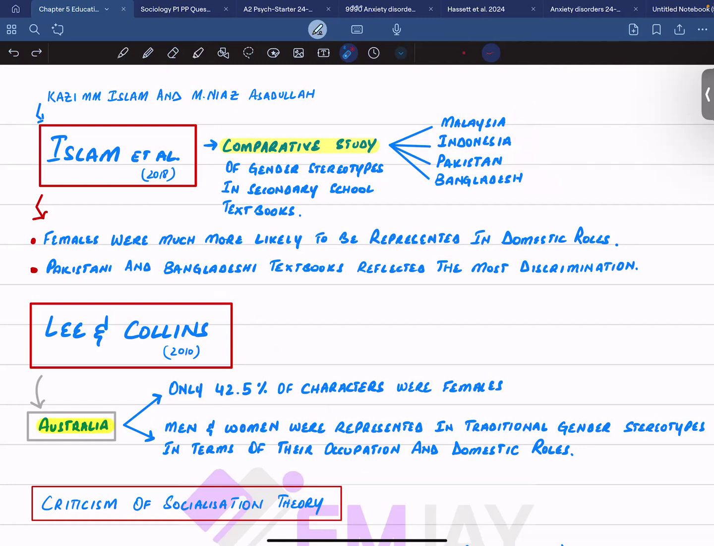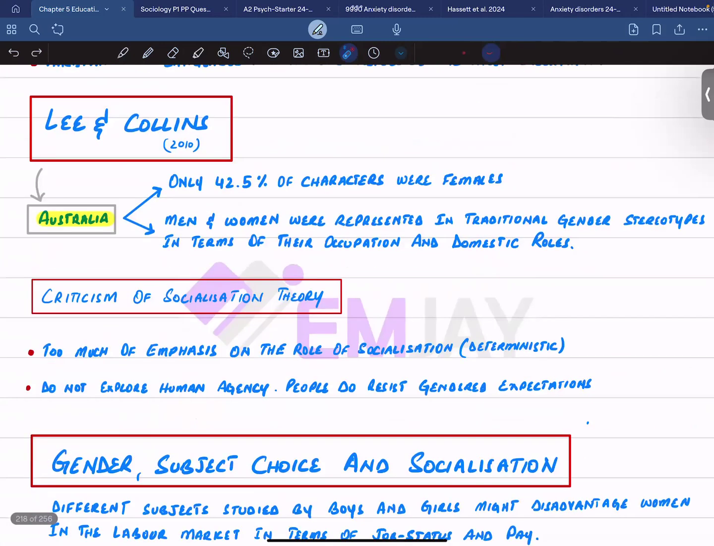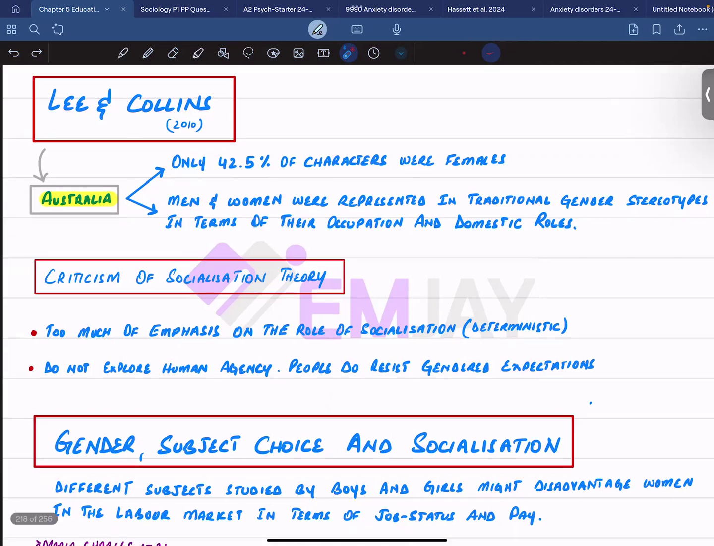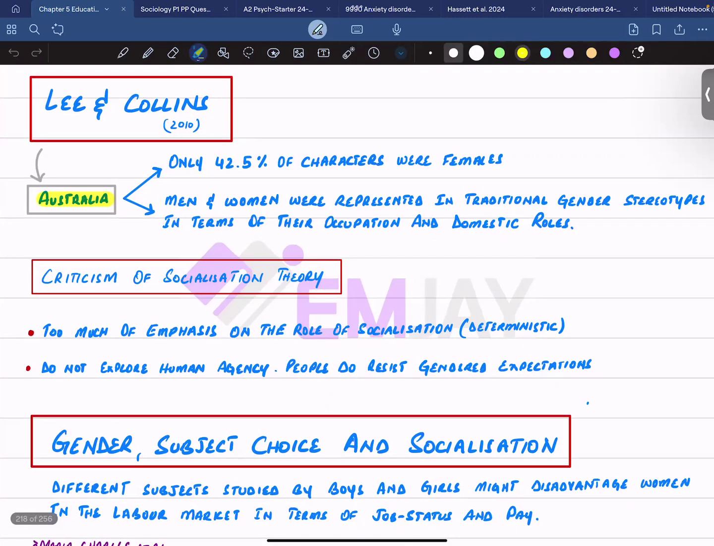Moving on, we have another key thinker over here, the study that was conducted by Lee and Collins. This study was conducted in the year 2010. And over here, we would discuss how in Australia, only 42.5% of characters that were used in textbooks were females. Only 42.5% of the characters that were used in the textbooks were females.